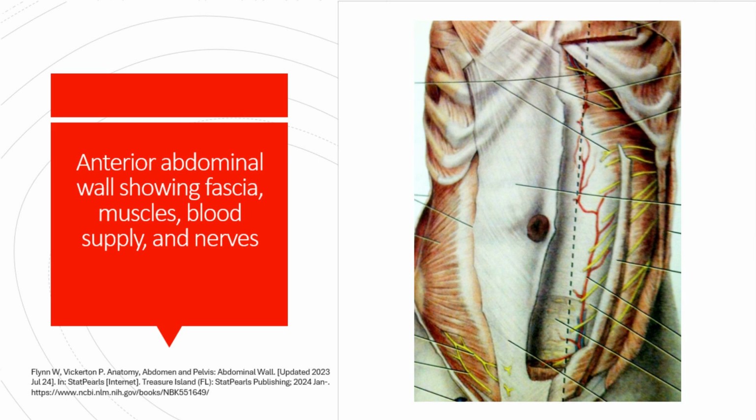The innervation of the anterior abdominal wall muscles primarily comes from the thoracoabdominal nerves, T7 to T11, which supply most of the anterolateral abdominal muscles. The iliohypogastric and ilioinguinal nerves supply lower fibers of the internal oblique and transversus abdominis.